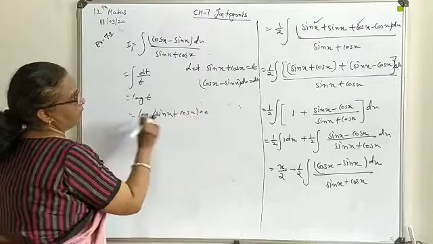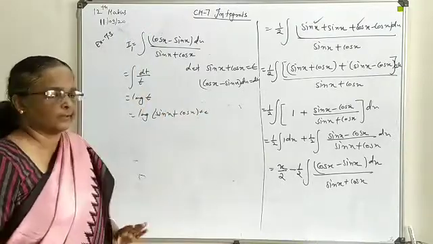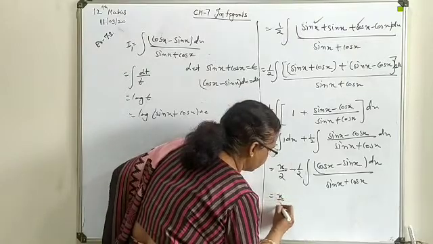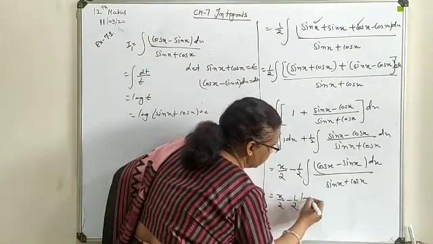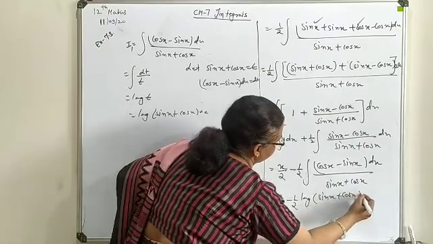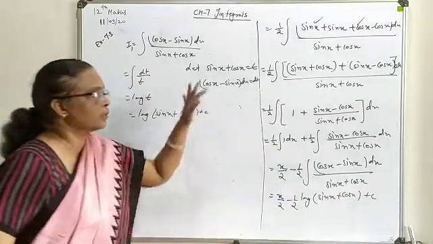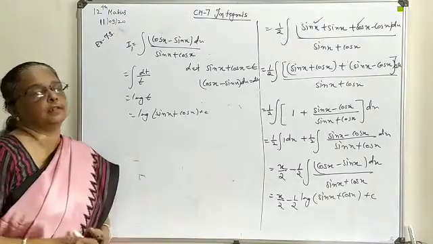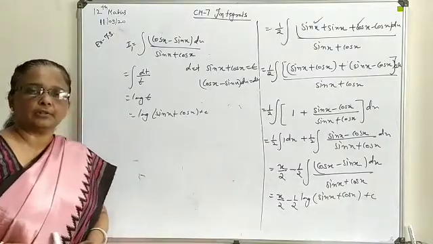Now finally we are going to substitute this I1 over here as the integrating form. So the final answer will turn out as x by 2 minus 1 upon 2 log of sin x plus cos x, plus a constant. This way this question is to be handled if only a single term is available in the denominator.